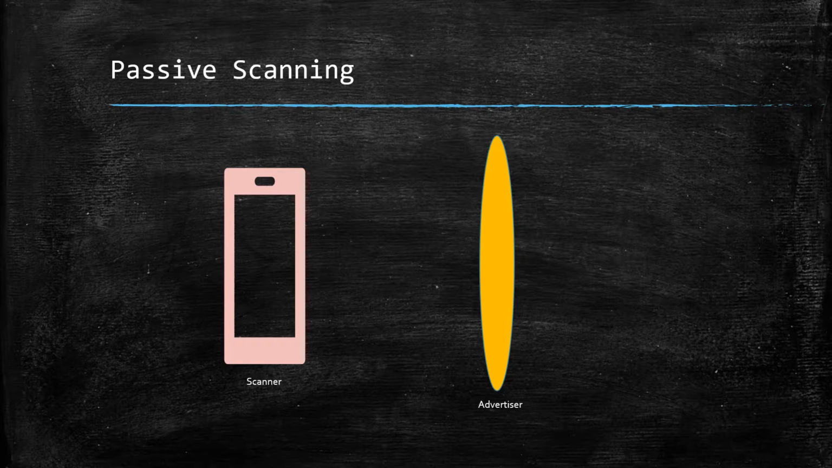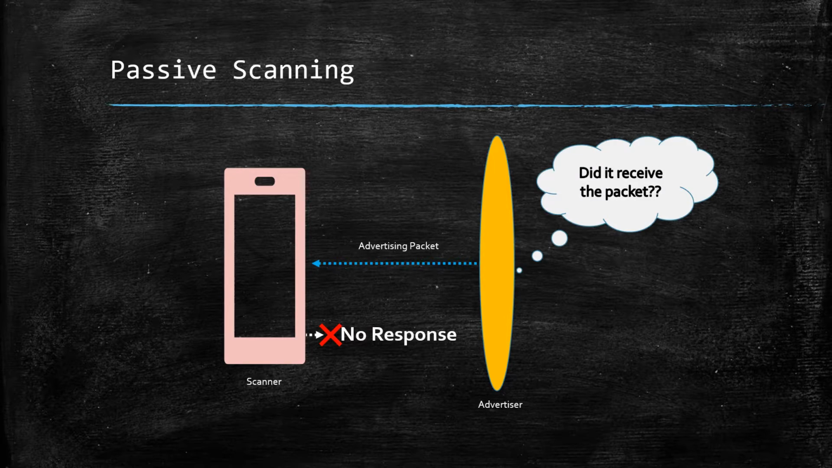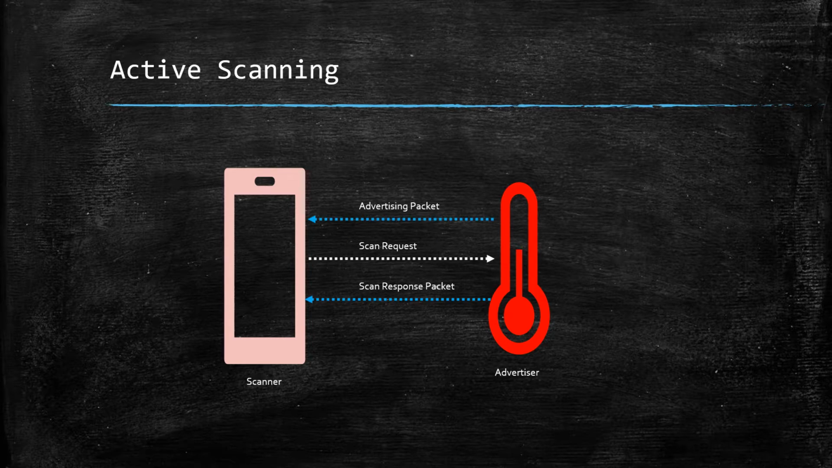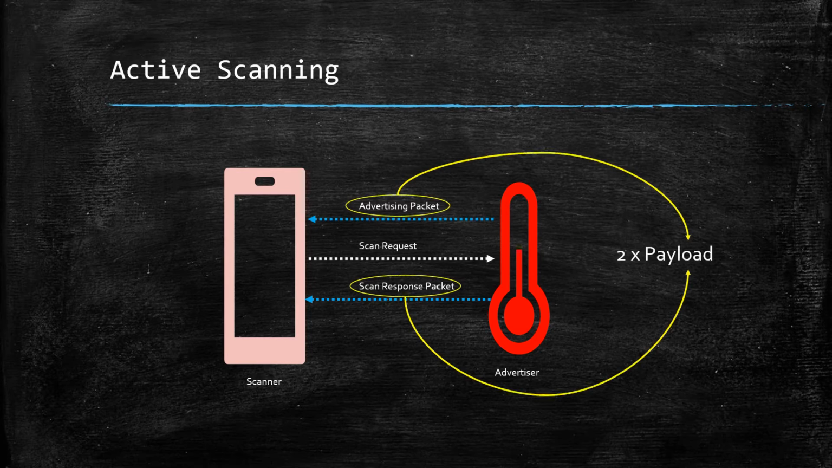In passive scanning, the scanner listens to the advertisements but never provides any response to the advertiser. Thus, the advertiser is never aware of the fact that the packets were received by a scanner. In case of active scanning, the scanner listens to the advertisements and then issues something called a scan request, to which an advertiser responds with a scan response packet. The advertiser in this case is able to send across twice the amount of payload to the scanner. However, the scanner doesn't have any means to send any data to the advertiser.